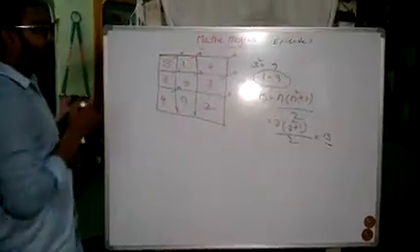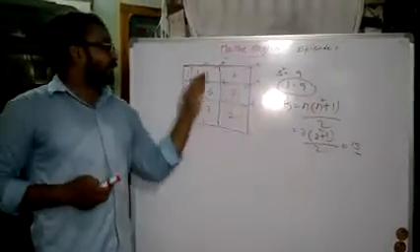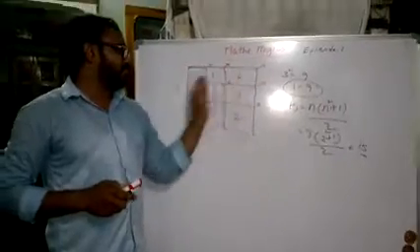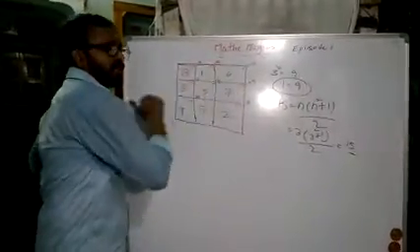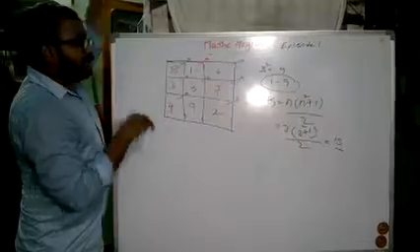If we consider these numbers, we can get the magic constant of 15. 8 plus 1, 9, 9 plus 6, 15, like that. Any row gives 15, any column gives 15, any diagonal gives 15.